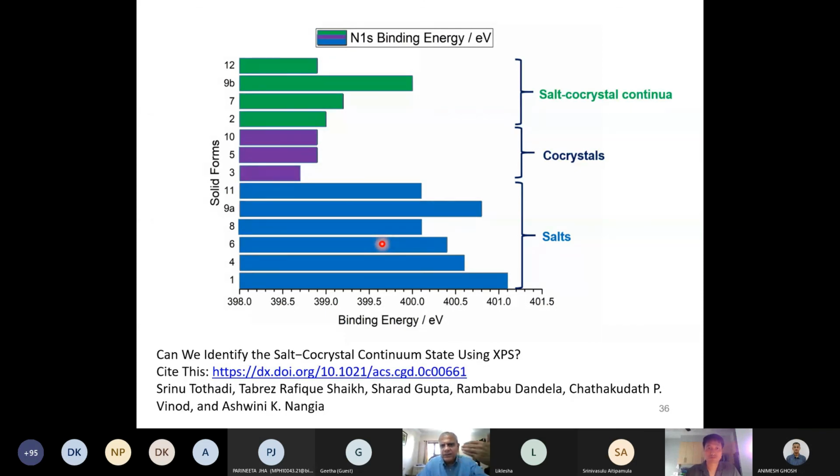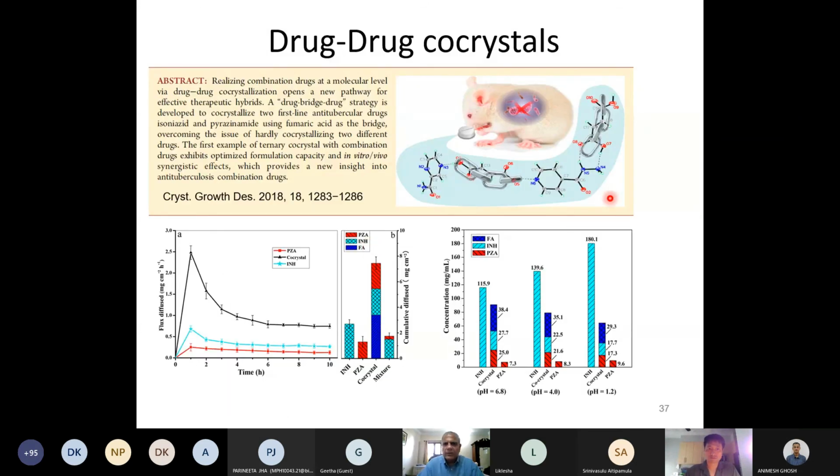So I'm not saying this is the final conclusion. At the moment, we believe that it's difficult to predict, but we are hoping that with more data, we will get a predictive value for the XPS. Another important area, and I think with COVID-19 this has become very important, is repurposing of drugs. So drug co-crystals, because you have multi-target therapies, and through a linker, one can very easily do drug repurposing as well as going into newer therapeutic areas.